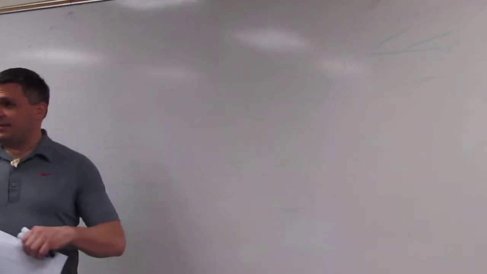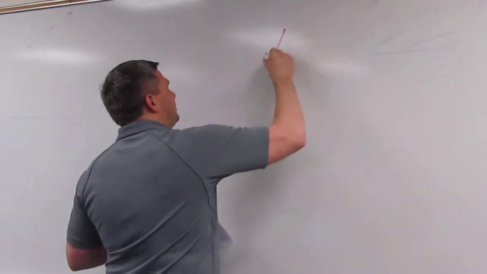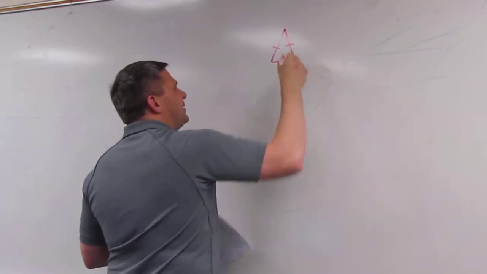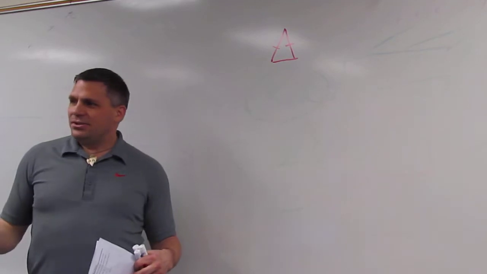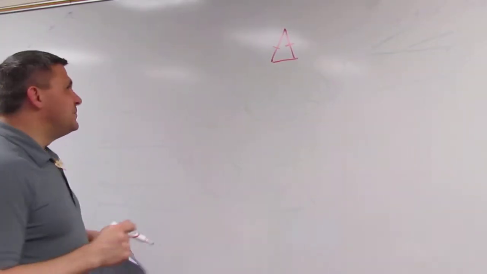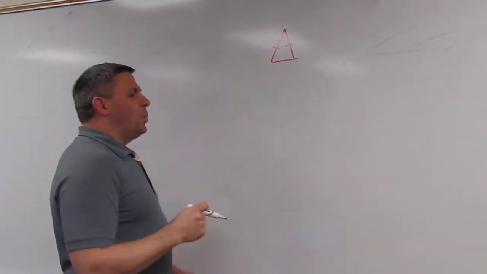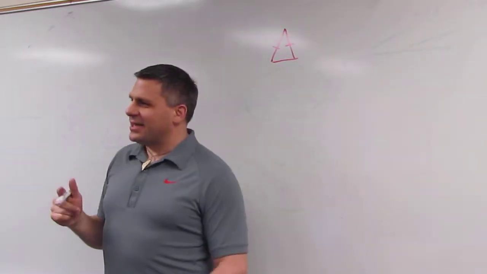Okay, dealing with an isosceles triangle. First of all, we have to know what an isosceles triangle is. An isosceles triangle is a triangle that has two sides that are the same length. Okay? Two sides that are the same length.